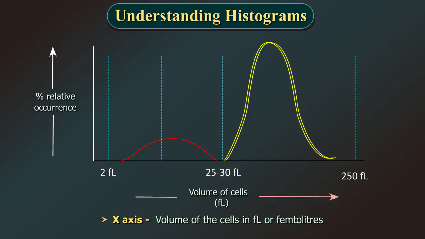The x-axis represents the volume of the cells in FL or femtoliters. The cells are plotted as per their volume. The y-axis represents the percentage relative occurrence.